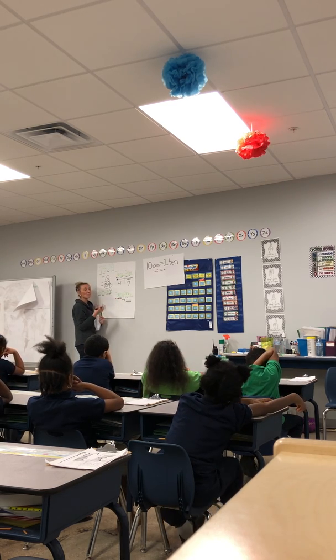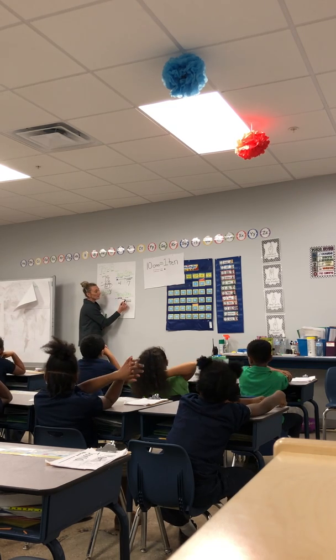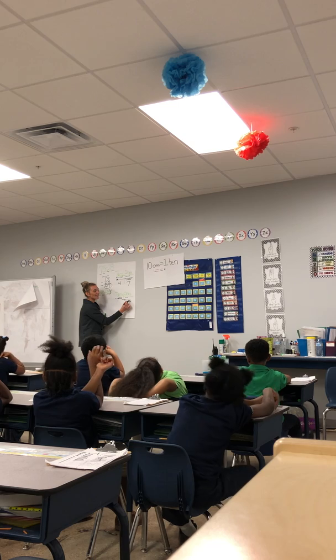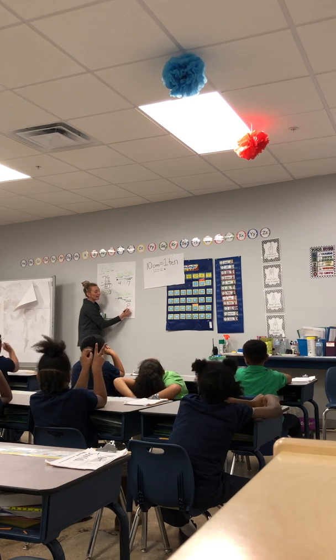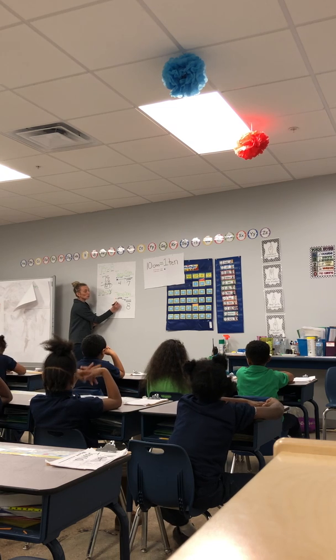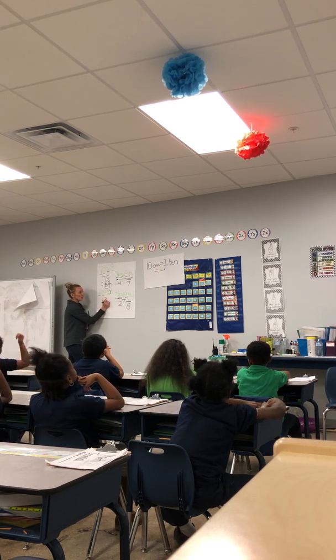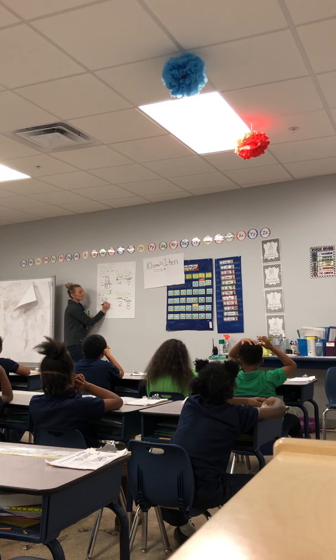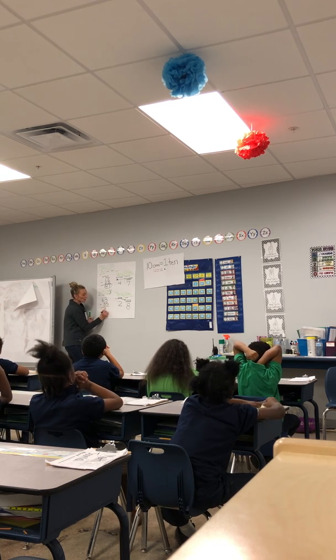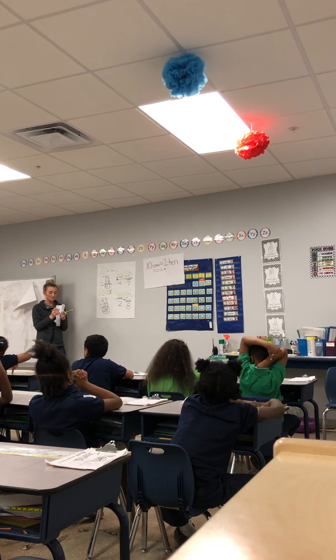So now let's count how many ones we have left over. Ready? 1, 2, 3, 4, 5, 6, 7, 8. Now let's count how many tens I have left over. 1, 2. So now, scholars, I know 63 minus 35 equals 28. See, that's easy. That's easy.